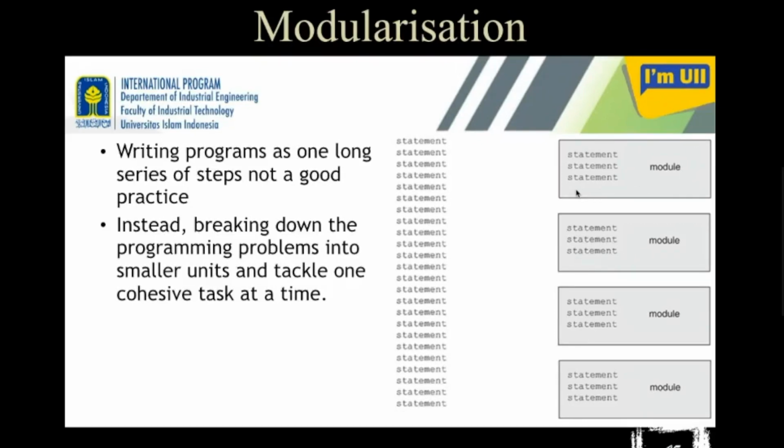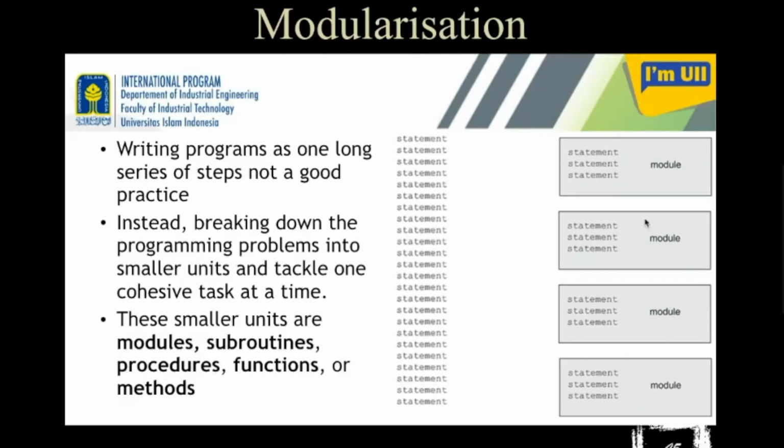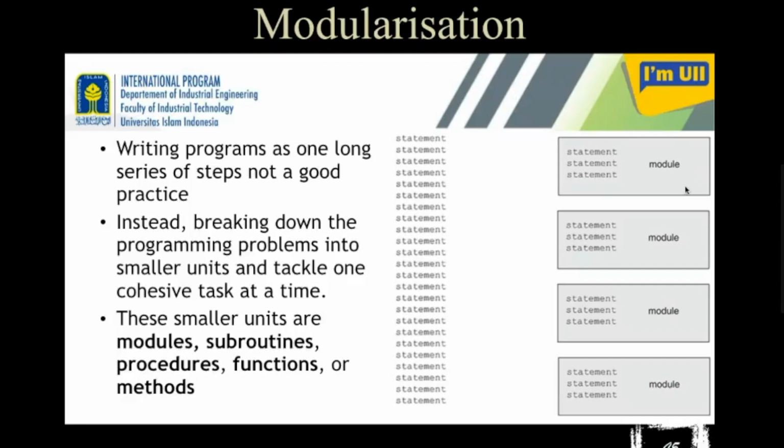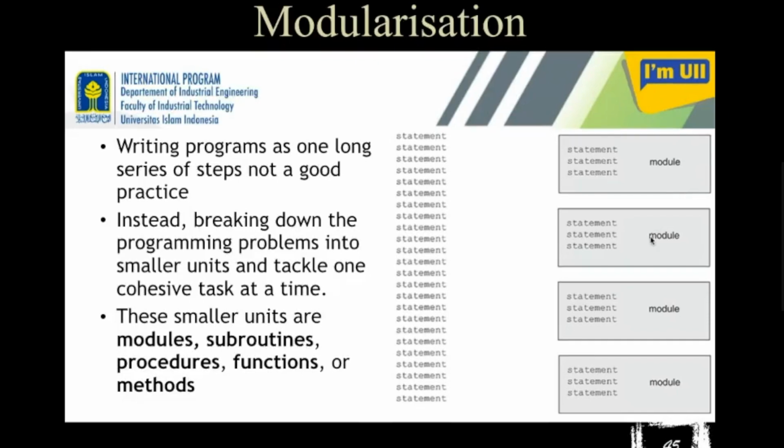That's why if I ask you to change a particular unit of operation, you go to that particular piece of code and change it instead of looking at the whole program from top to bottom. These smaller units are named with different keywords like module, subroutine, procedure, function, method, whatever it is. The meaning is the same.